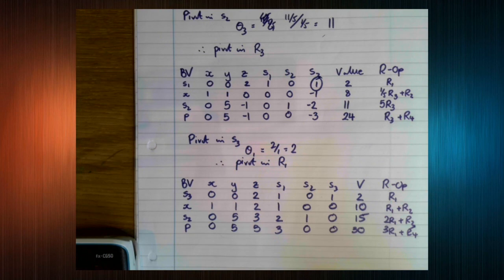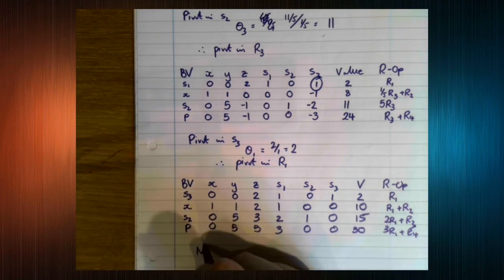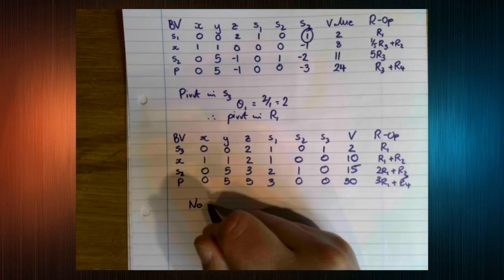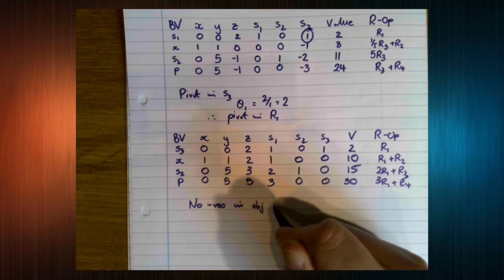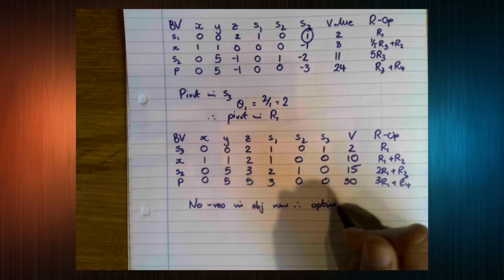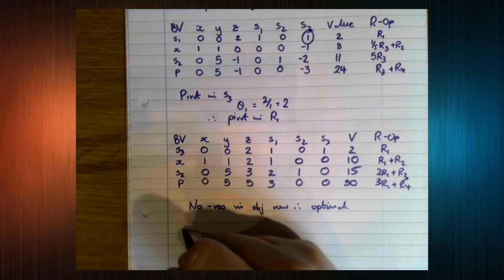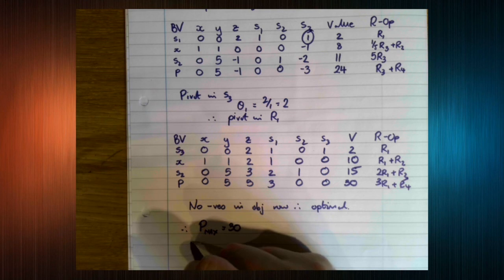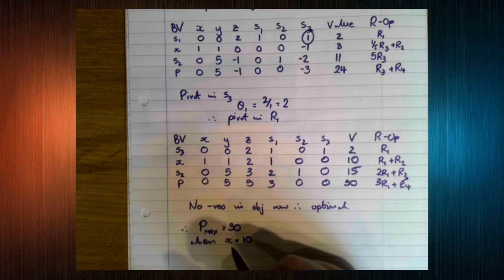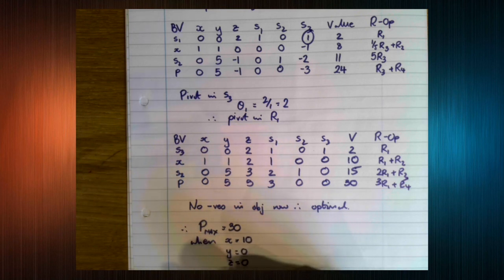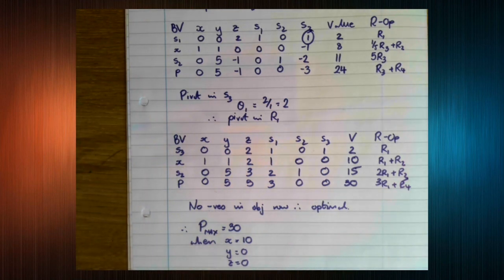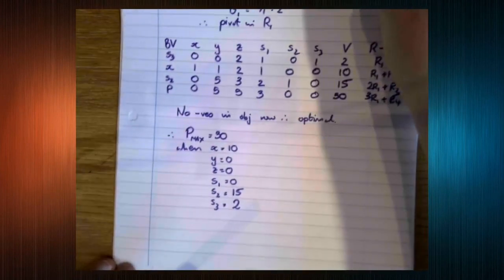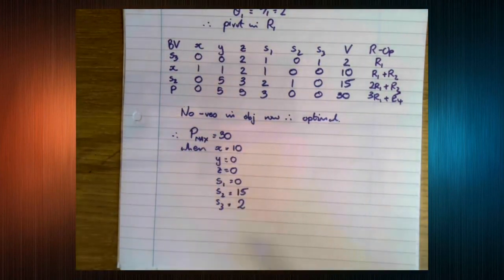Okay, we can now see that this is optimal because there are no negatives in the objective row. So therefore, the maximum value of P is 30 when X equals 10, Y equals 0, Z equals 0, S1 equals 0, S2 equals 15, and S3 equals 2. Now obviously if you have something with integer solutions, then you might have to deal with that at this point. Even if we did, all of these are integers, so we're fine.